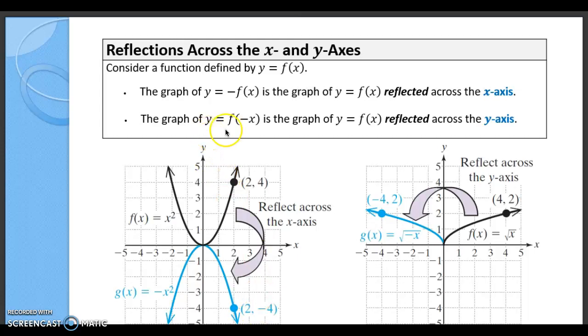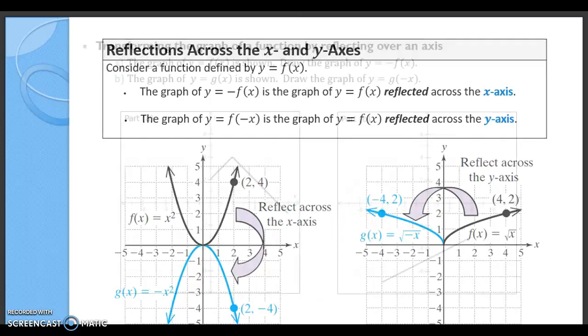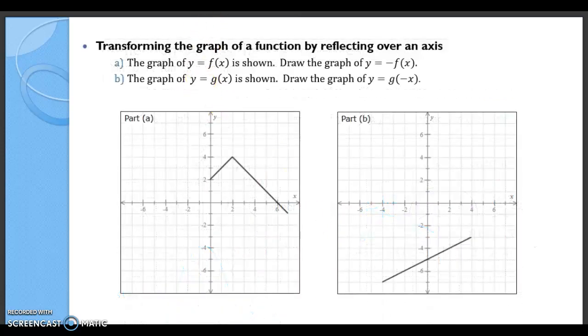The graph of y equals f of negative x is the graph of the original function reflected across the y-axis. And if we think of putting in a negative x instead, if I take 4 in the x and I make that a negative 4, a negative x is going to flop over the y-axis. So let's go to these problems here.